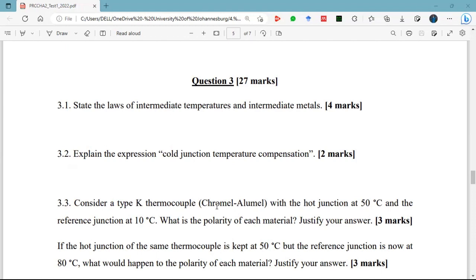All right, another thing that is worth talking about is 3.2. Do we all agree that it was worth talking about? Yes, I don't even have to ask, because a lot of people have been reaching out about it. So, cold junction temperature compensation. You know that in your thermocouple, for example, you have your hot junction, your reference junction, your cold junction, if you're just putting it in words.